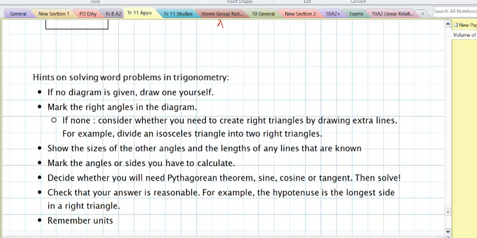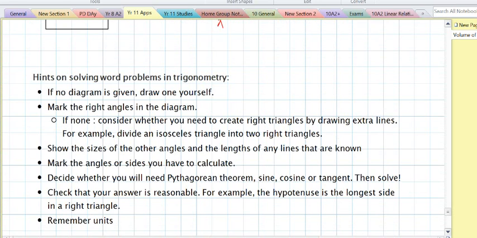Then decide whether you use Pythag, sine, cosine or tangent. So that's either Pythagoras or SOHCAHTOA. And to help you decide, you'll need to be labeling the sides. So opposite, hypotenuse, adjacent, etc. And practice what we were doing last week there.